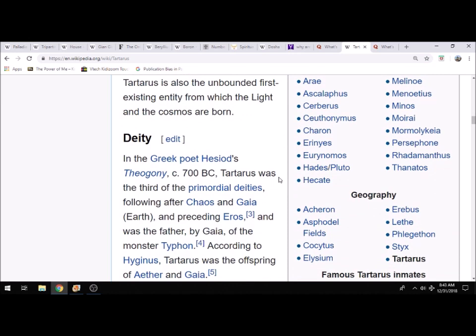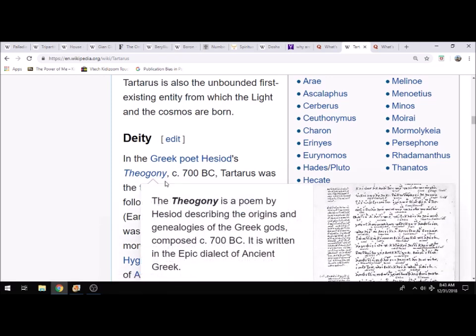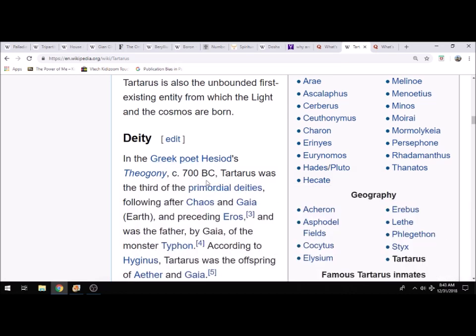It's unbelievable. All right, so apparently there was a deity. I haven't read this yet, so let's go. In the Greek poet Hesiod's Theogony, written circa 700 BC, they tell us Tartarus was the third of the primordial deities. Three.